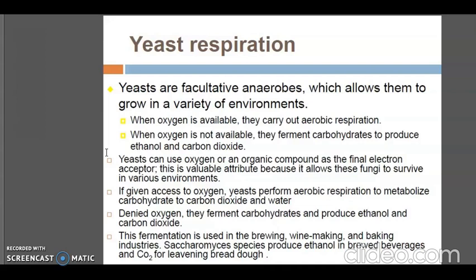If given access to oxygen, yeast perform aerobic respiration to metabolize carbohydrate to carbon dioxide and water. If they are denied oxygen, they ferment carbohydrates and produce ethanol and carbon dioxide. And this fermentation is used in the brewing, winemaking, and baking industries. Saccharomyces species produce ethanol in brewed beverages and carbon dioxide for leavening bread dough.